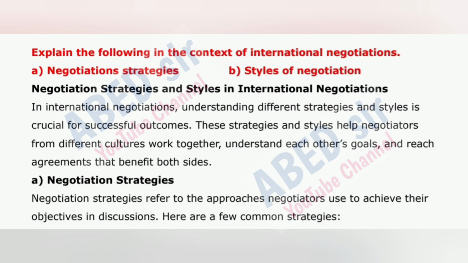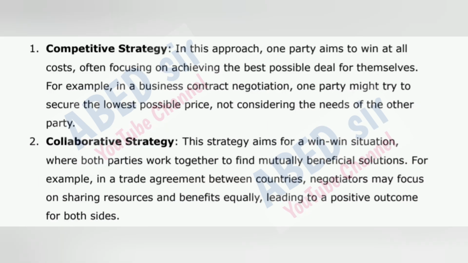Here are a few common strategies. 1. Competitive strategy. In this approach, one party aims to win at all costs, often focusing on achieving the best possible deal for themselves. For example, in a business contract negotiation, one party might try to secure the lowest possible price, not considering the needs of the other party.